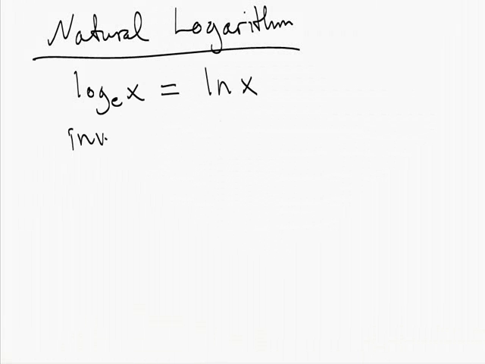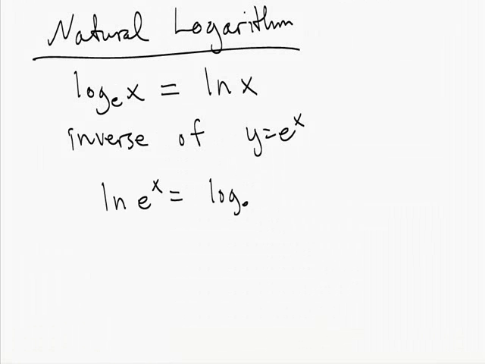But notice that this is the inverse of the function y equals e to the x, because the base e in our exponential gives us the log base e as the inverse function. So remember that our rules for composition, since these are inverses, say that the natural log of e to the x, that's the log base e of e to the x, is the exponent on e to get e to the x. Well, that's going to be x.